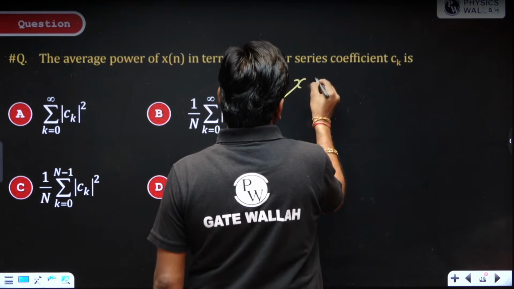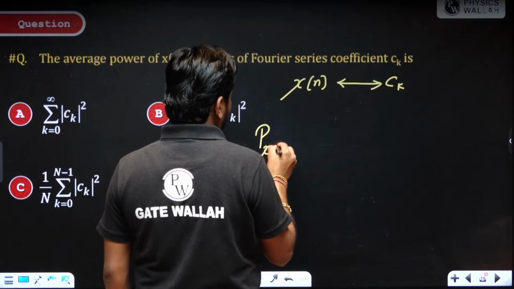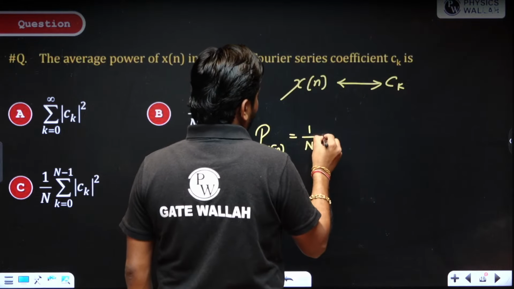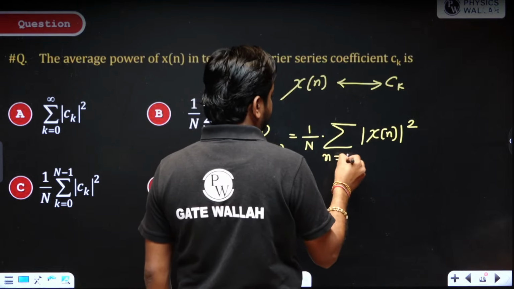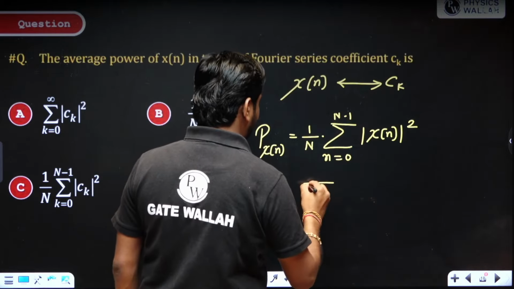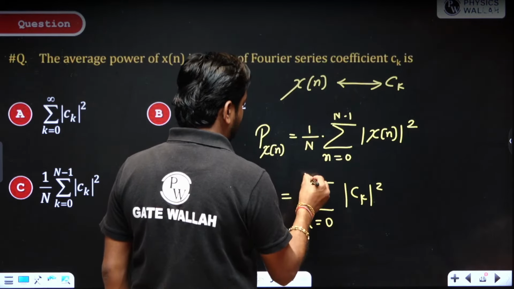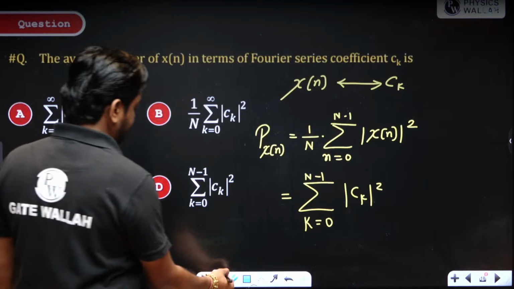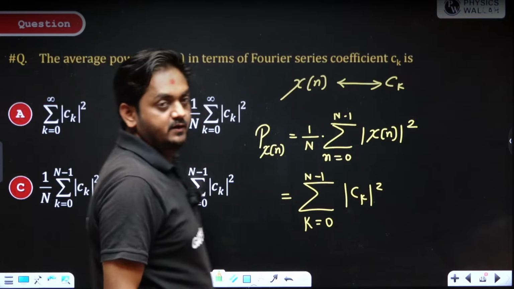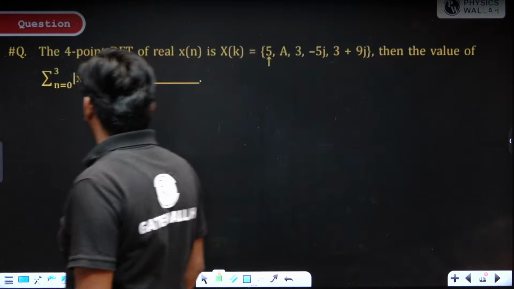So Parseval's power theorem. The coefficient of x of n is ck. So the power of the signal x of n is given by 1 by capital N summation over the fundamental period of mod x of n square, where n is from 0 to N minus 1. We can find power from the coefficients also, simply magnitude square and summation, but for one cycle, so k is from 0 to N minus 1. So which option should be the correct answer? Option D, guys. We can say average power, option D. Option D is the correct answer for this question. Yes or no?